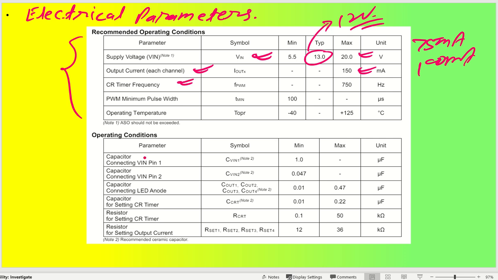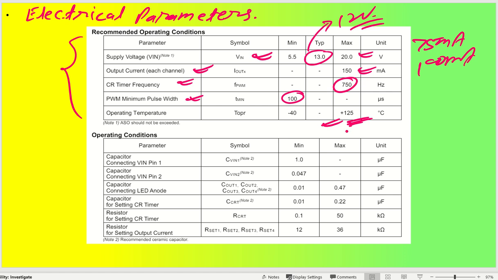We have CR timer frequency of 750 kilohertz. Okay, and we have PWM pulse width, minimum it will be 100 microseconds, so you cannot have a pulse width lesser than this, otherwise it will be a problem. So anyway, we have kept around 300 microseconds. Okay, operating temperature is 125 degrees centigrade only. Absolute is actually 150, but you should not make the IC reach more than 125 degrees.